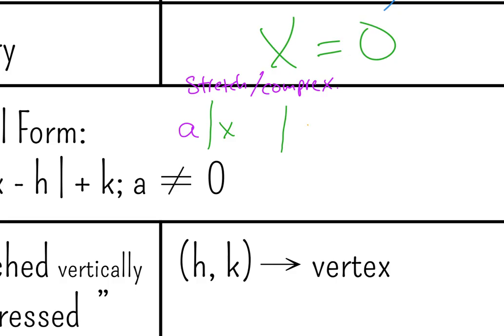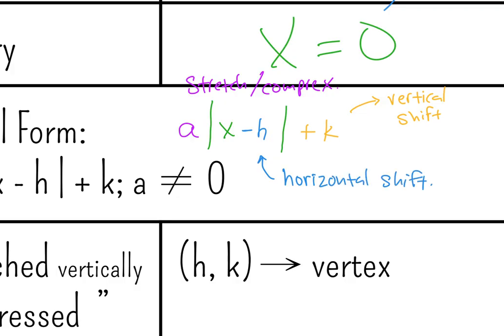If you were to add to the output, that is going to be a vertical shift, a vertical movement, whatever you want to call it. And if you were to add or subtract to the input, this is going to be a horizontal shift, okay? And if you could do all three of those at once, right?